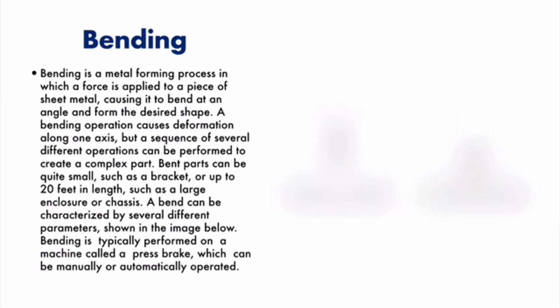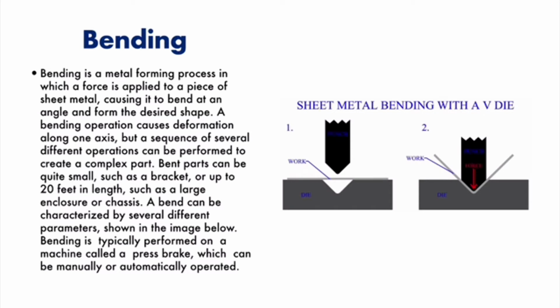Bending is a metal forming process in which a force is applied to a piece of sheet metal, causing it to bend at an angle and form the desired shape. A bending operation causes deformation along one axis, but a sequence of several different operations can be performed to create a complex part. Bent parts can be quite small, such as a bracket, or up to 20 feet in length, such as a large enclosure or chassis. A bend can be characterized by several different parameters, shown in the image below. Bending is typically performed on a machine called a press brake, which can be manually or automatically operated.